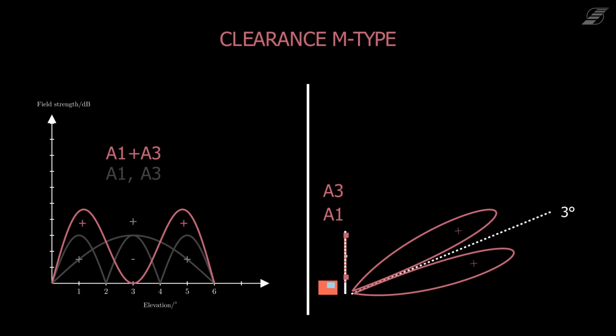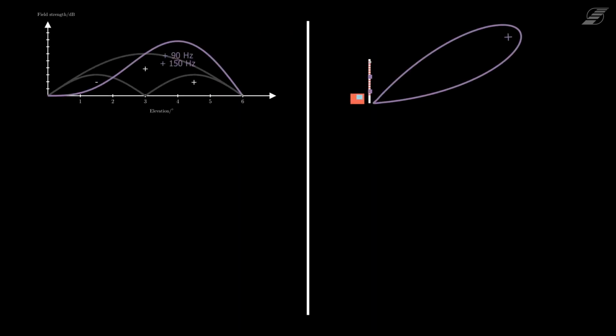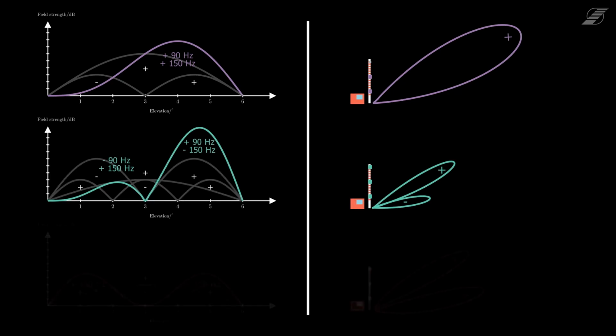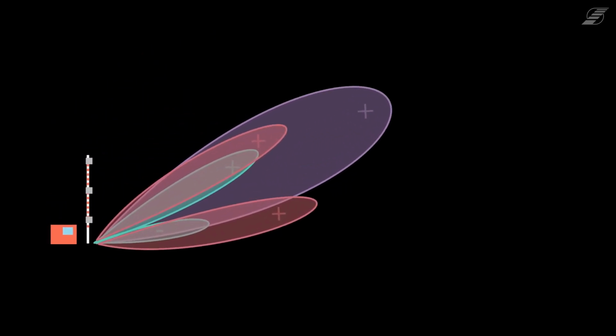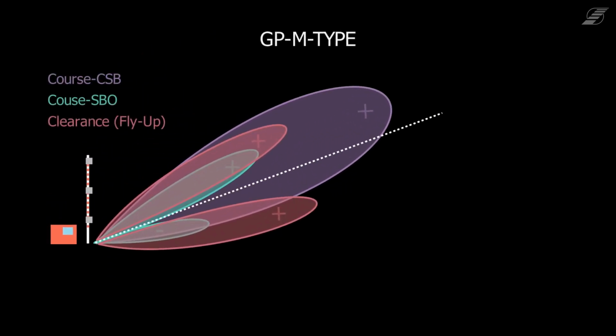The interference of the patterns of antennas A1 and A3 also creates a high-level signal above 3 degrees. Due to the capture effect and the much higher course signal in that area, this signal, however, is not relevant. The CSB, the SBO, and the clearance signal together create the M-type glide path as it is shown here. It has the same function as the null reference glide path, but interference from objects on the ground is significantly reduced.